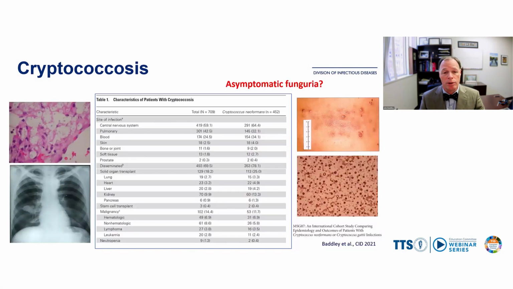This is a large cohort study published a few years ago looking at patients with cryptococcosis that include all different types. And in this particular study, 129 patients with solid organ transplant were represented. And as you can see, again, among this group of patients, the patients with kidney transplant were more highly represented.